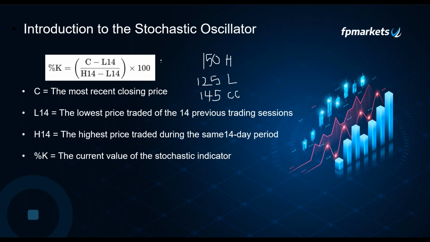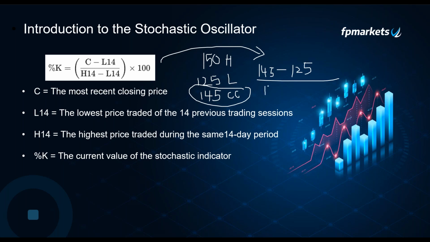So how this stochastics is calculated is that we are going to take the close, which is this value, 145, and then we will deduct the lowest, so 125, and this will be divided by the high, which is 150, minus the low, which is 125. This will be a percentage, and that will give you your percentage K. So this is just a quick example on how the stochastics oscillator is calculated. Essentially, this is with respect to prices.